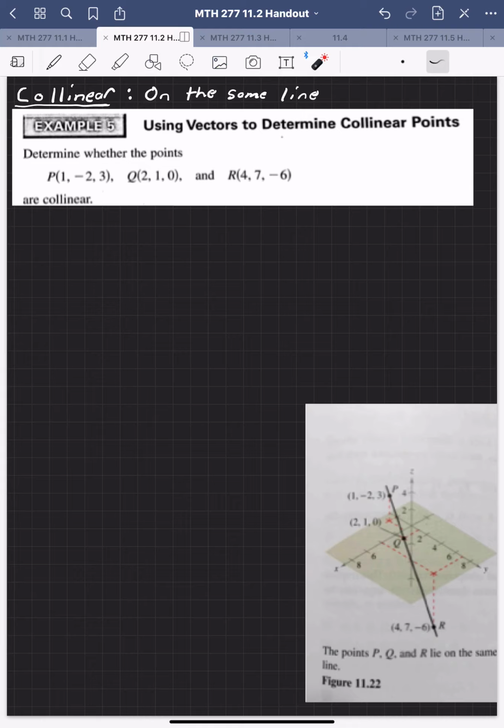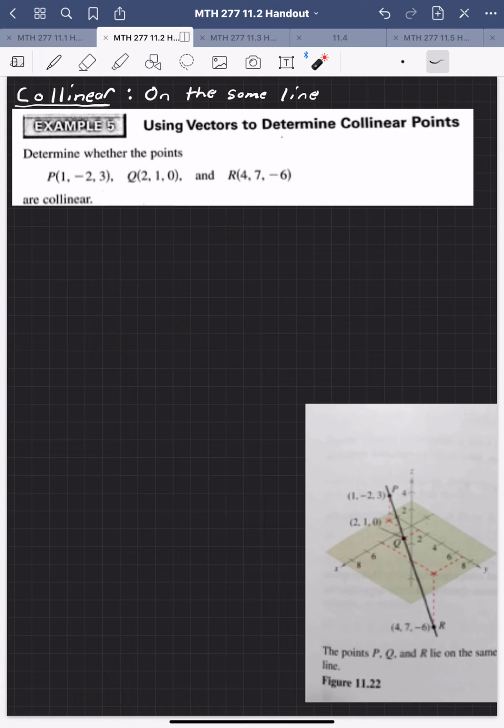So the key word in this next example is the word collinear. We need to know what that means. It says determine whether the following 3 points. So we have 3 points out in space, and we want to determine if these 3 points are collinear. In other words, what we mean is, do they all reside on the same line? Interesting. So how can we do this?